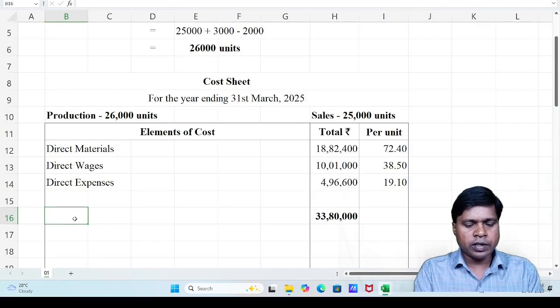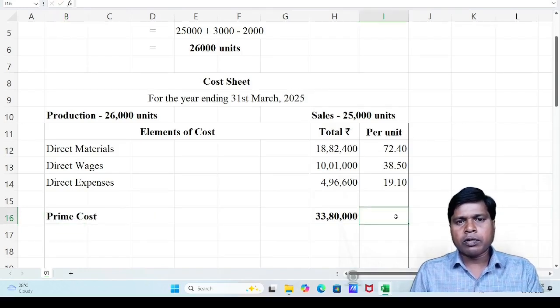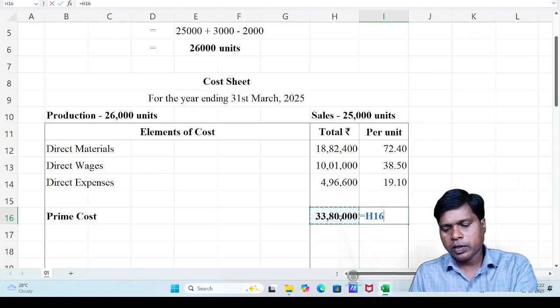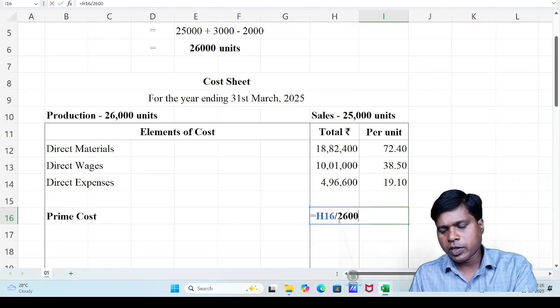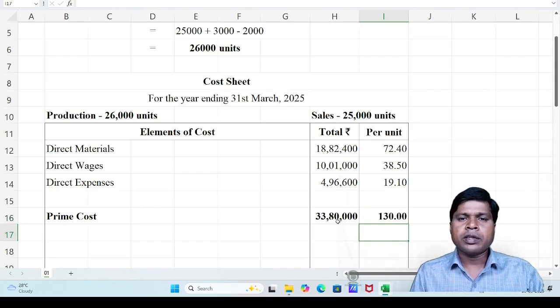I am writing here, and we have to calculate prime cost per unit. 33,80,000 divided by again 26,000: 130 per unit prime cost per unit.